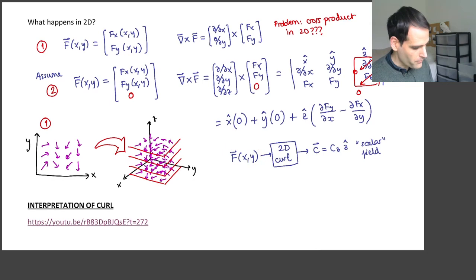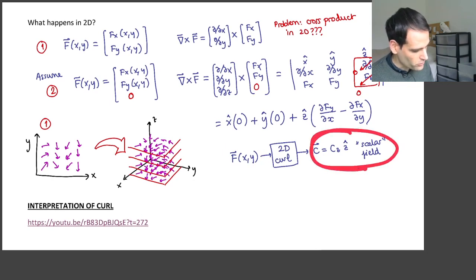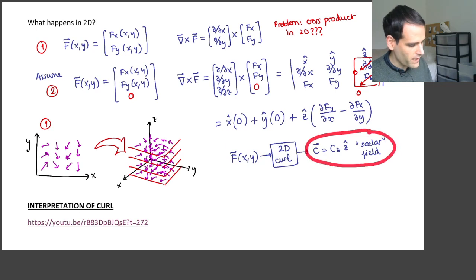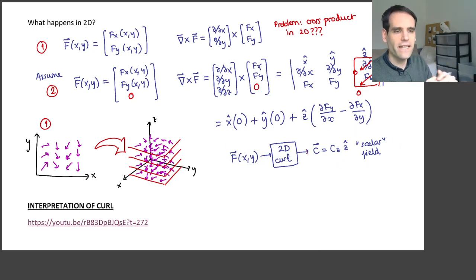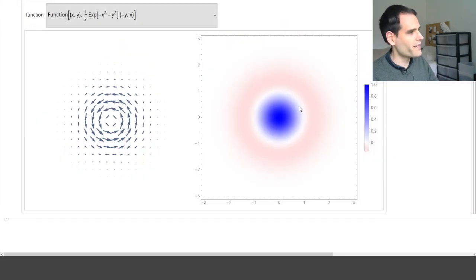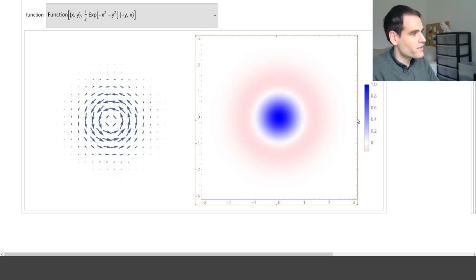Now on the right, I'm going to plot this output curl, which only has a z component, and therefore I'm going to plot it as if it was a scalar field. Okay, so I'm going to use a color map in order to plot the curl. So that is what I'm showing on the right-hand side of this figure. So you can see the color bar here. So 0 is white, plus 1 is blue, and negative values are red.